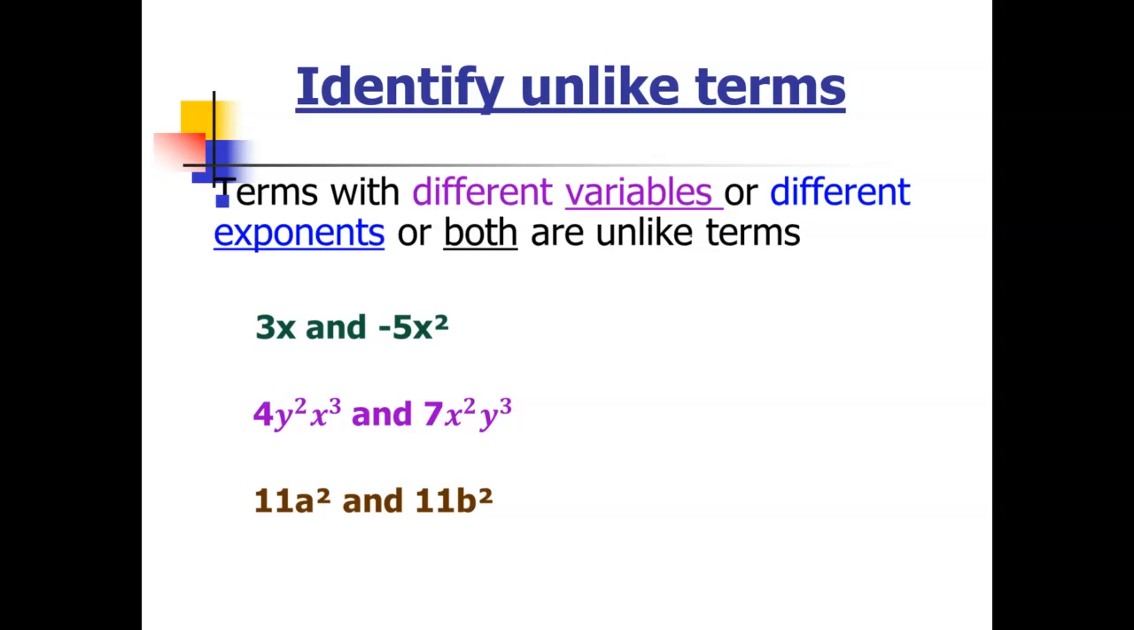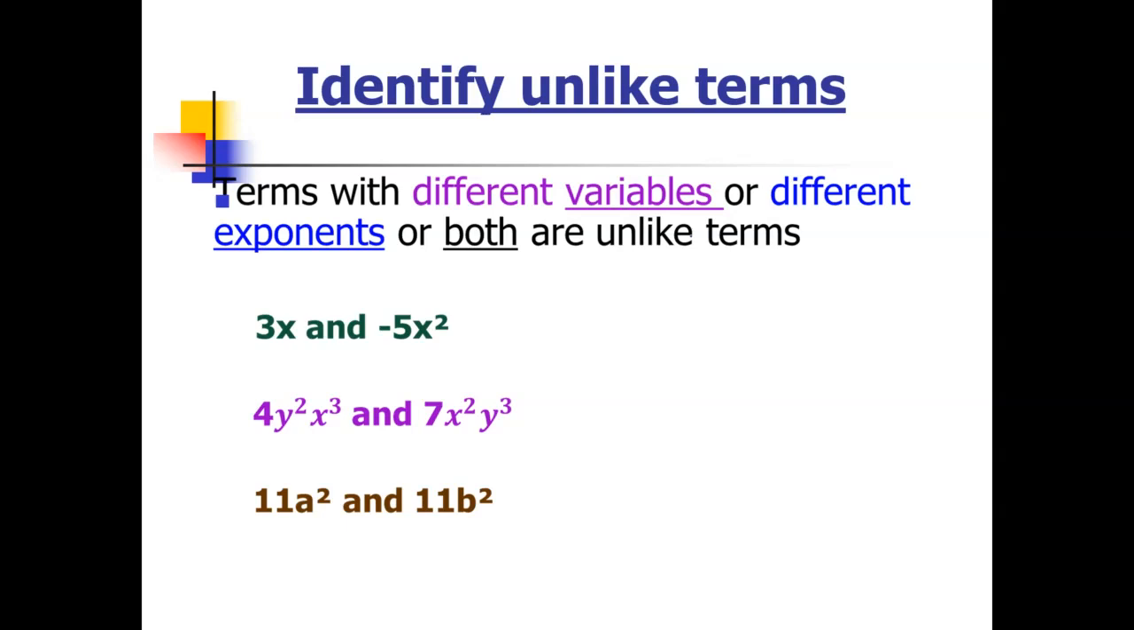Second example, 4y squared x cubed and 7x squared y cubed. y has a power 2 on one side, and on the other side y has a power 3. x has a power 3 on one side and on the other side x has a power 2. Even though the letters are the same, x and y, the powers on those letters don't match. And therefore this is unlike.